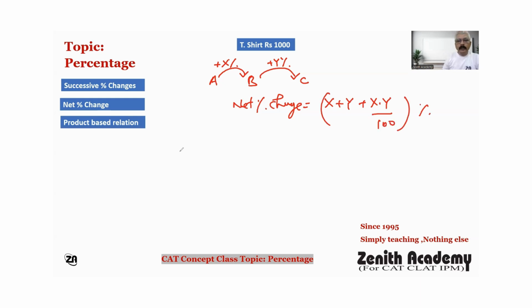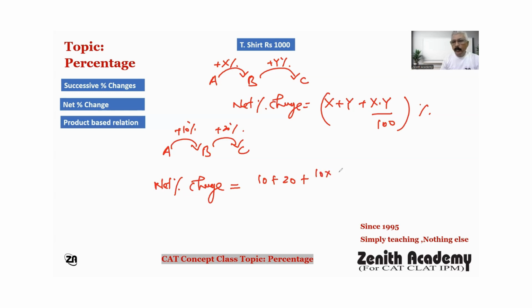Okay, let's see. Like A sells his product at a 10% profit to B, and B sells its product to C at 20% profit. So net percentage change can be calculated by using this formula. X is 10, Y is 20, and XY is 10 into 20 by 100. So this is 2, 10 plus 20 is 30, means 32% change. So net change will be 32%.